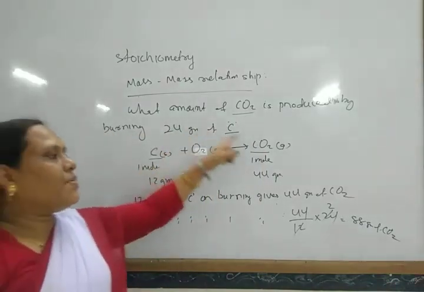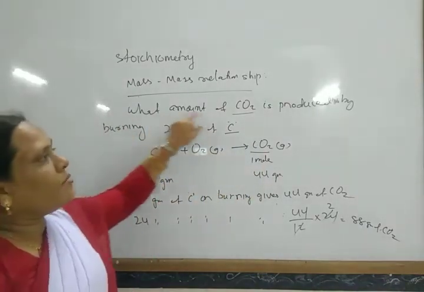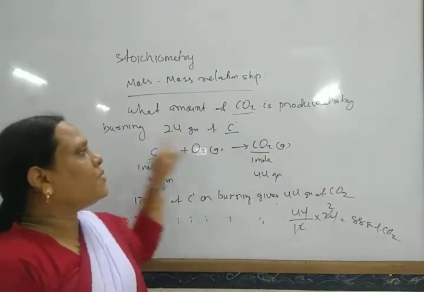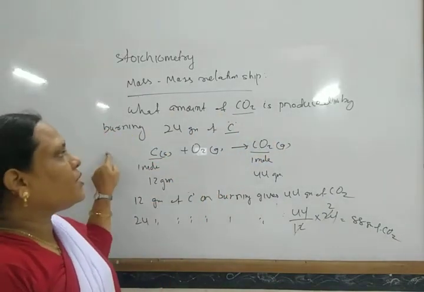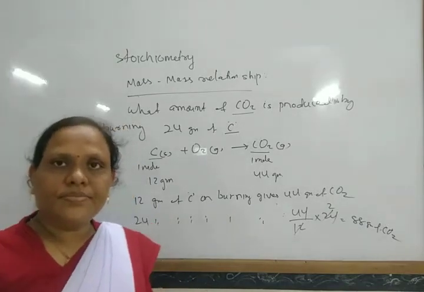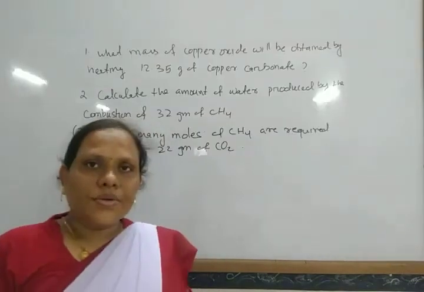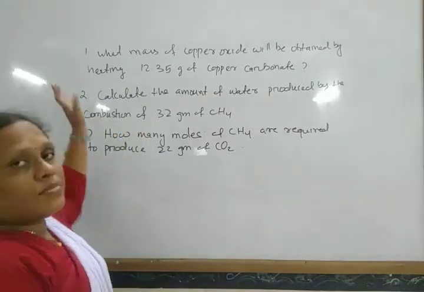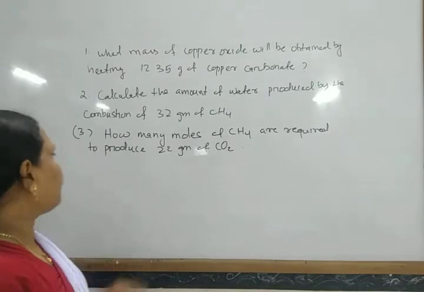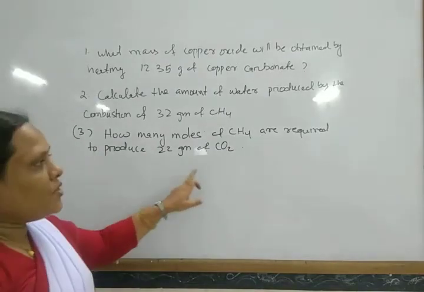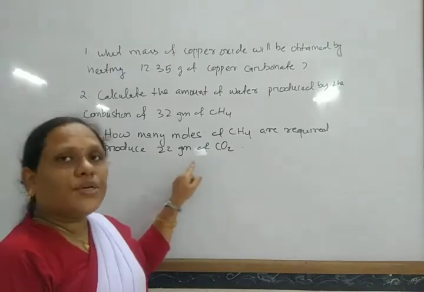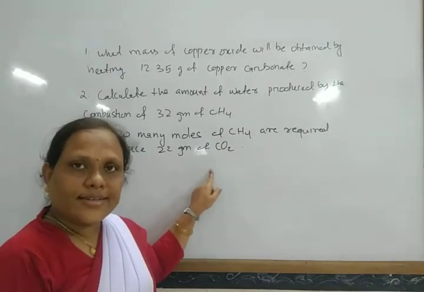Now the weight of carbon dioxide. So what amount of carbon dioxide is produced? 88 gram of carbon dioxide is produced by burning 24 gram of carbon. So look here, there are some problems based on the mass-mass relationship. How many moles of methane are required to produce 22 gram of carbon dioxide?